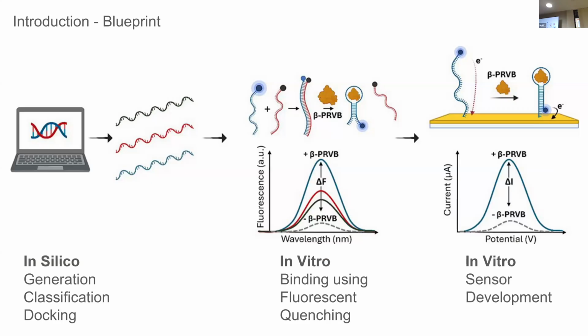So this is a blueprint that we have in the paper. We took generated aptamers, classified them, then did the in vitro binding using fluorescence and a fluorescent quencher, and then we developed the aptamer sensor in vitro with square wave voltammetry.